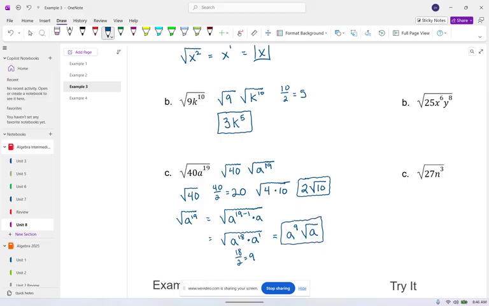To finish this problem up, we're going to combine the things that are outside of the square roots, and then we'll combine the things that are inside the square roots. So outside of the square root, we have 2 and a to the 9th. So on the outside of our new answer, we'll have 2a to the 9th. And then we'll look under the radical sign. We have 10 and a. So we'll put that together, 10a on there. And that will be it. That's how we simplify non-perfect squares with variables.